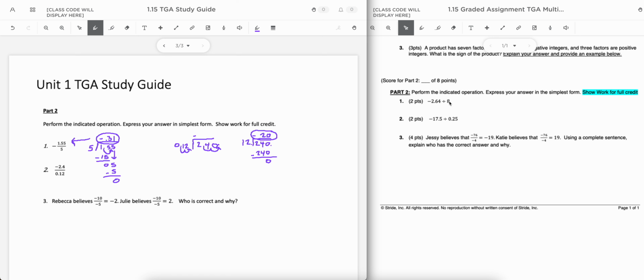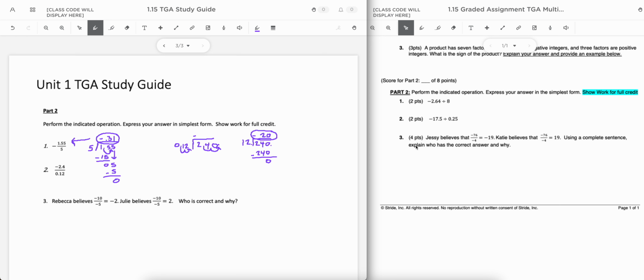And like I said, these two on the real TGA, you will set them up the same way. So for number 2, you will put, let me see how you would write that one. Negative 17.5 underneath. And then 0.25 on the outside.